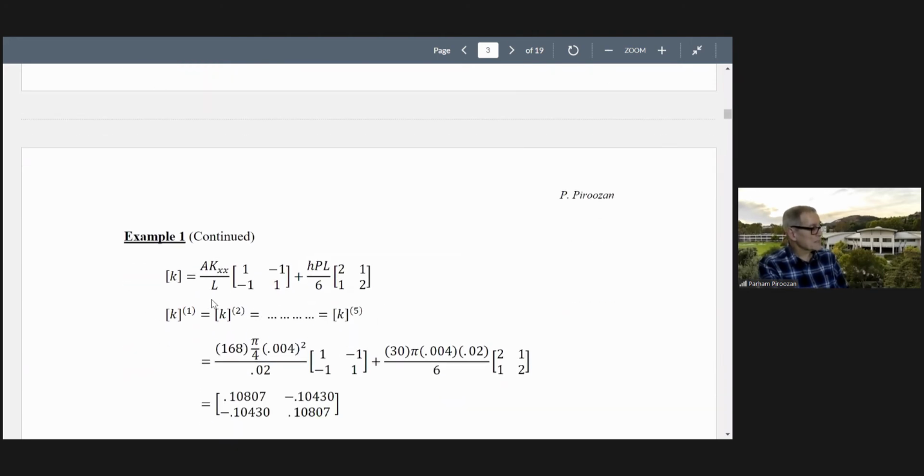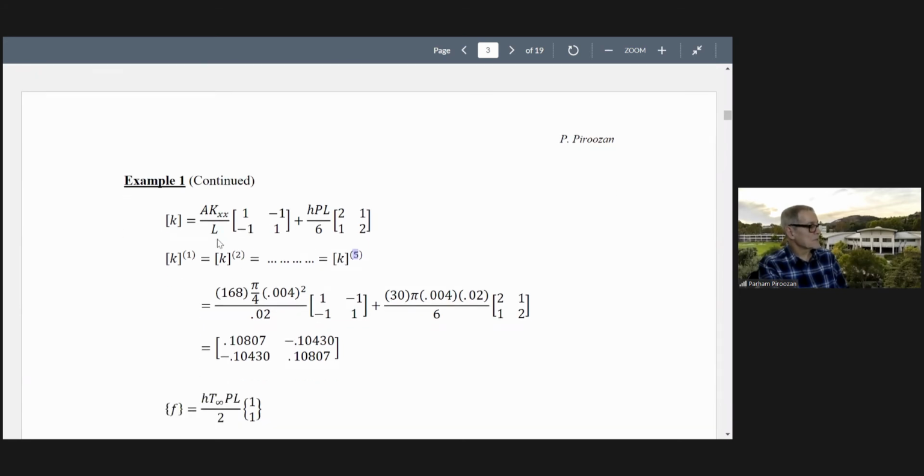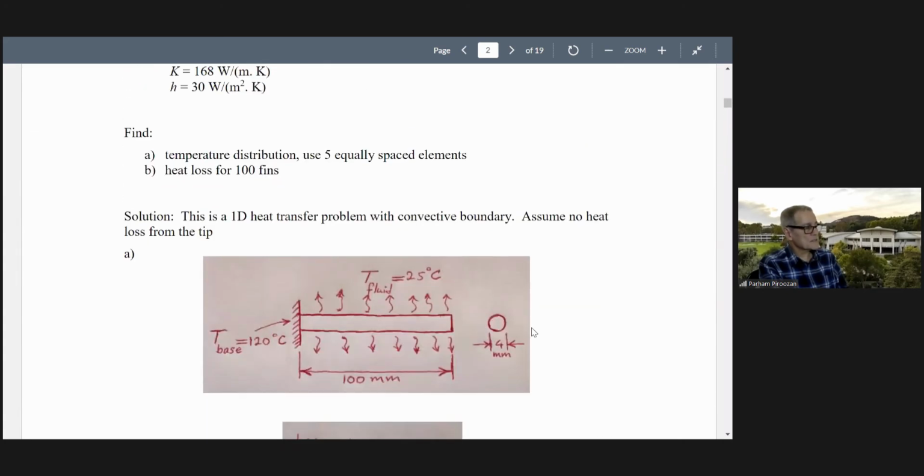So let's do this one. K is given by this formula: AK over L plus HPL over 6. If you look at this, it is the same for all of these elements. There are 5 elements, so this would be the same for all of them. Area is the same, K is the same, length is the same, perimeter is the same, so H is the same. So everything is the same. Just plug the values. The cross-sectional area is pi over 4 diameter squared. This is the cross-section here.